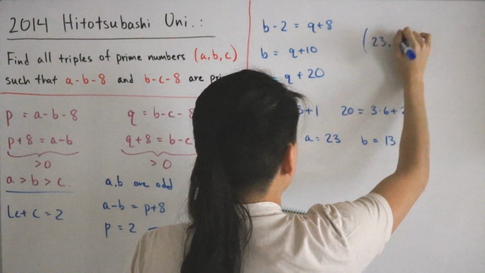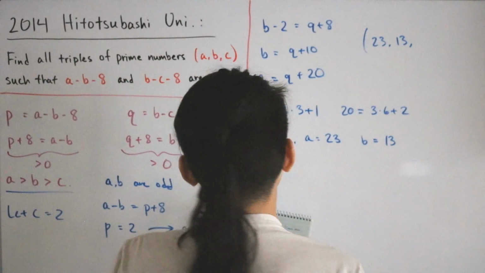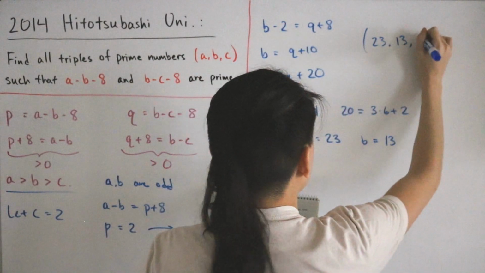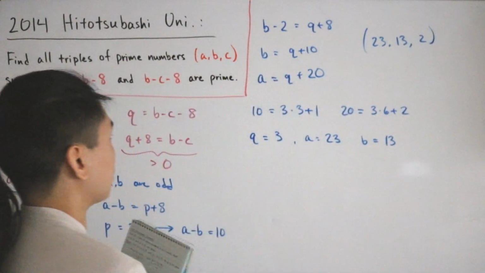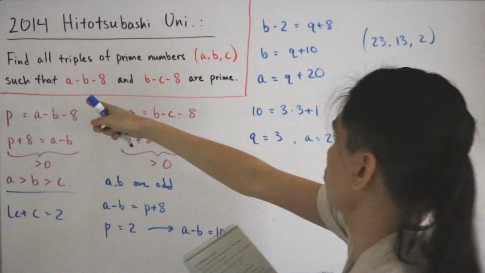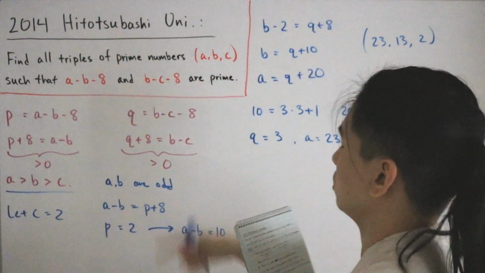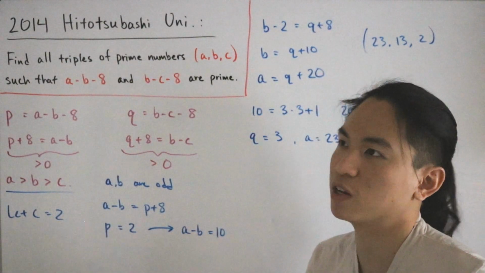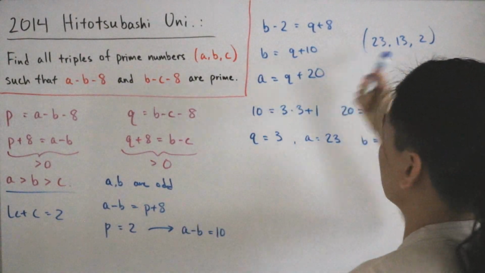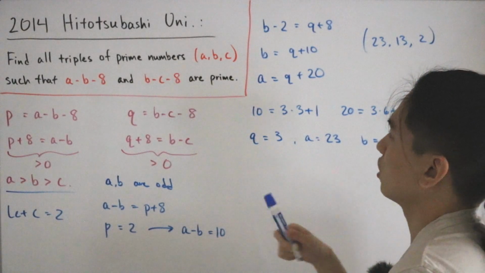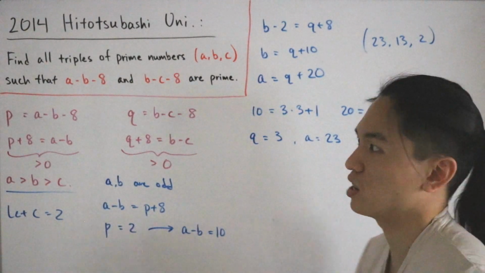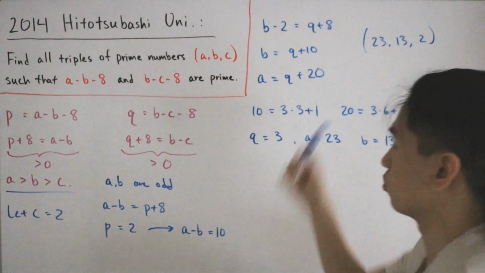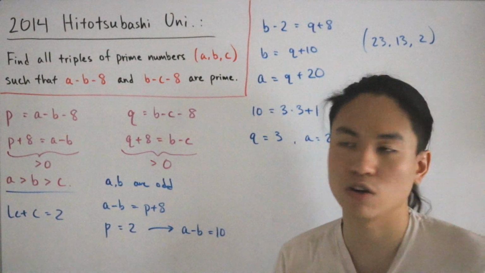So 23, 13, and then we set that c is equal to 2. Then if we plug this back into our given, a minus b minus 8: 23 minus 13 is 10, minus 8 is 2. It's an even number, but it's a prime number. And if I plug in 13 minus 2, it's 11 minus 8, 3, also a prime number, so that satisfies it. So that's one triple. There might be more, so let's solve for those.